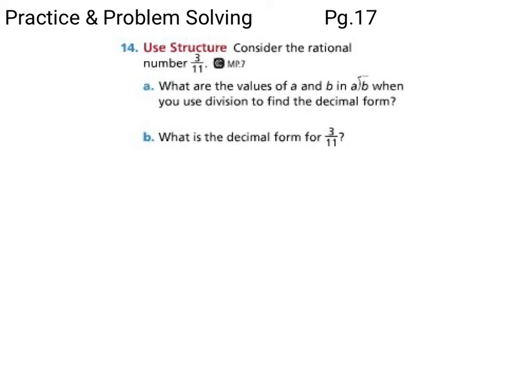Number 14, it says use structure. Consider the rational number 3/11. What are the values of a and b divided by a when you use division to record the decimal form?